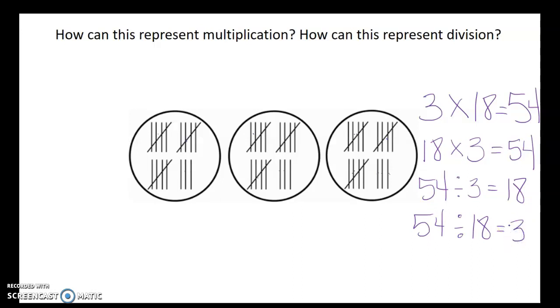So fact families with multiplication and division are awesome. So hope that helps. I want to see your work on the next view. I gave you some arrays to practice. So I want to see your fact families for multiplication and division on your arrays.